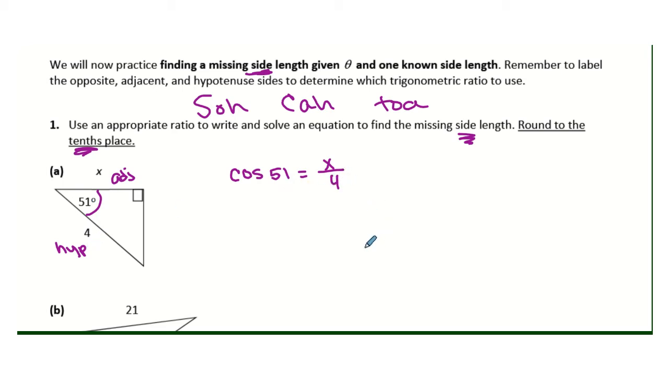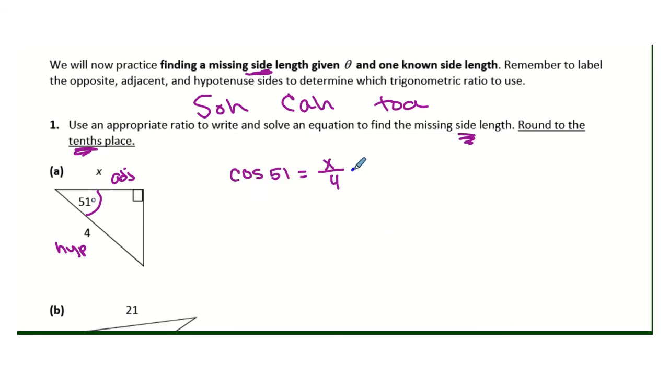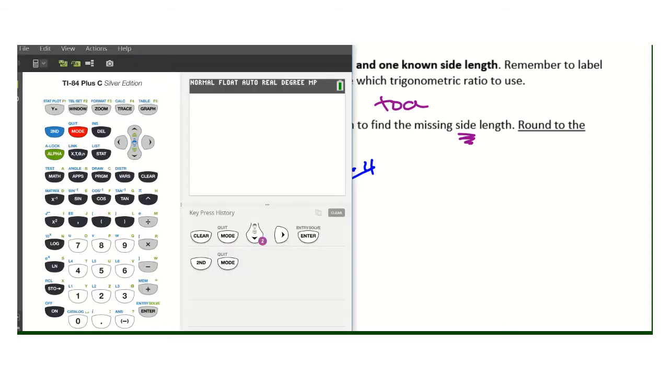This is an equation that we can solve for x. Pretend over here is just a number and doesn't involve the cosine. How would you undo this division? Multiplication. So to undo this division, I'm going to multiply both sides by 4. So I'm going to have 4 times the cosine of 51 is equal to x. This is a number that we can calculate in our calculator, and this is why we put our calculator in degree mode. So in my calculator, I'm going to do 4 times cosine of 51.